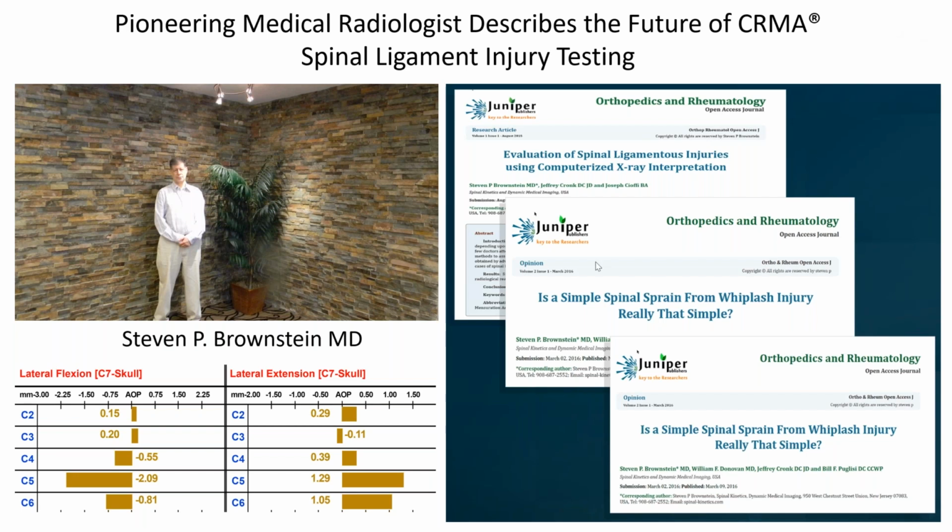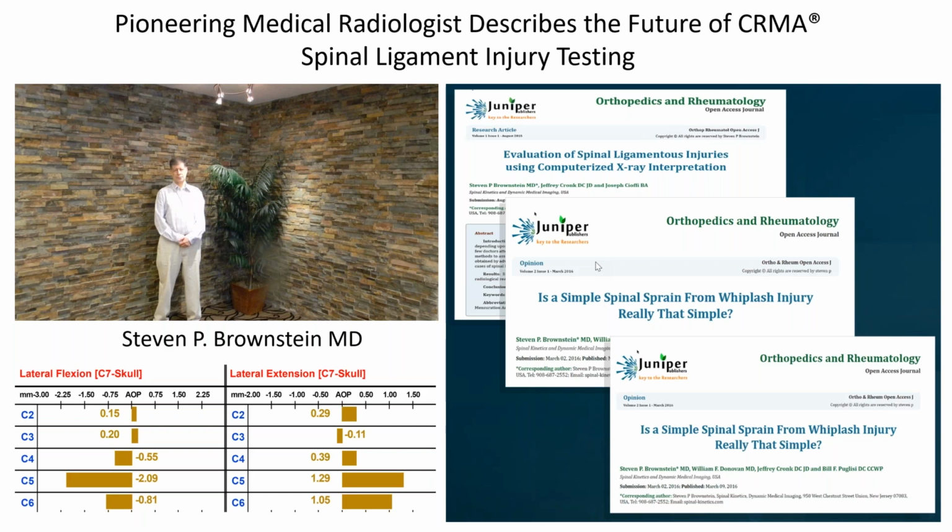Today, I'm really happy to have the founder of our company, Spinal Kinetics, Stephen P. Brownstein. He's a medical doctor, a radiologist, a pioneering medical radiologist. Dr. Brownstein has understood stress radiology and the importance of ligament testing almost from day one. As the founder of Spinal Kinetics, he's the founder of Dynamic Medical Imaging, an imaging service that produces upright weight-bearing MRI facility services in New Jersey.